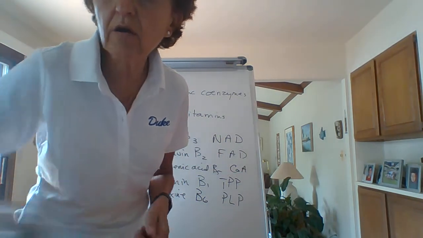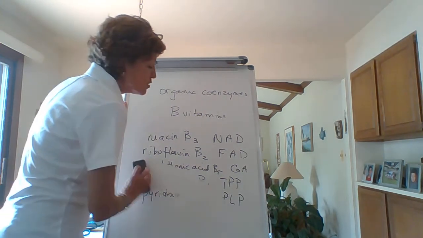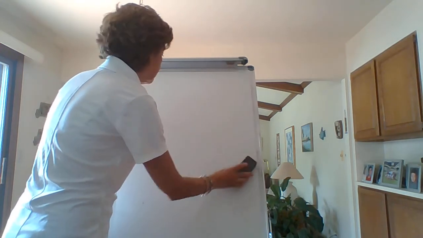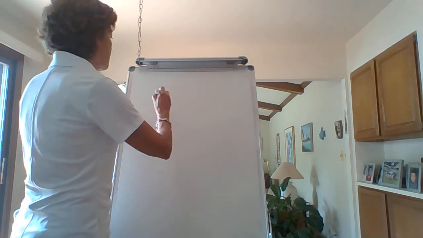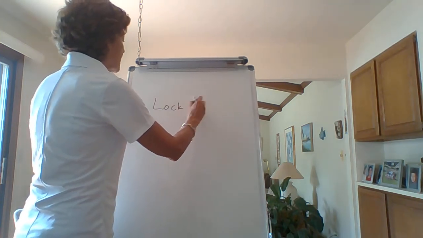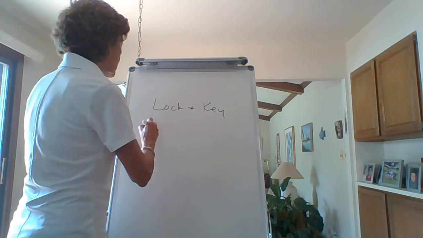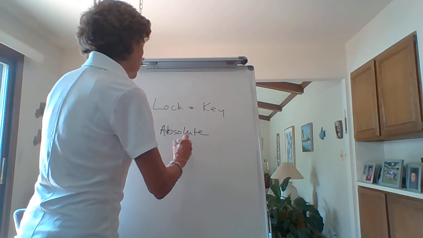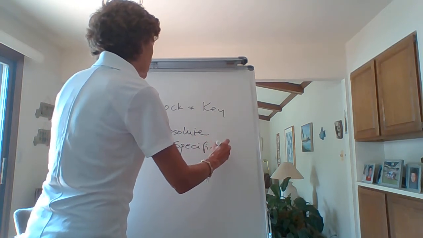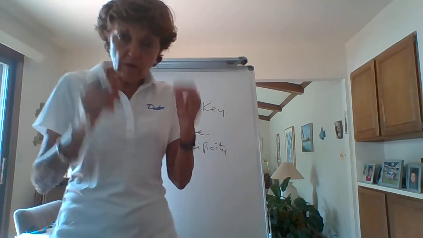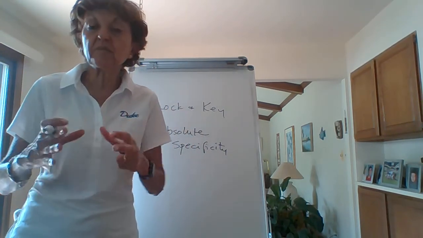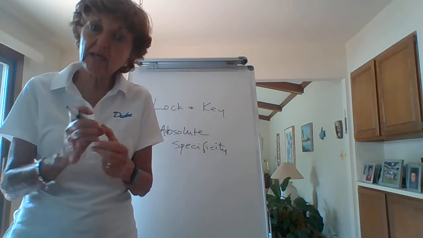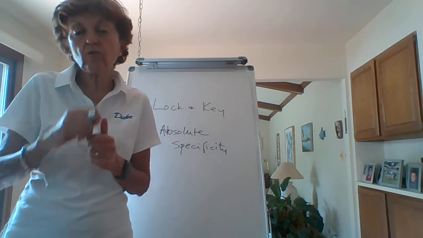The lock and key model is absolute specificity, meaning the enzyme is very rigid and the substrate has to fit directly into a proper place. Lock and key. Key words here are absolute specificity. So the enzyme in the lock and key model is a rigid enzyme. It does not move. There's no moving around. The substrate has to fit in perfectly, just like a key into a lock.